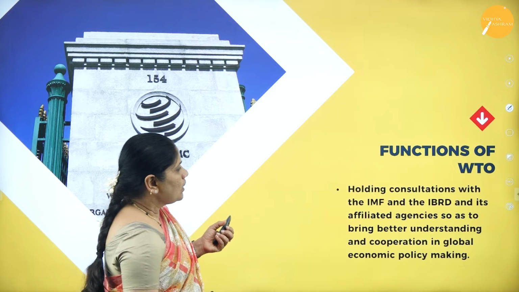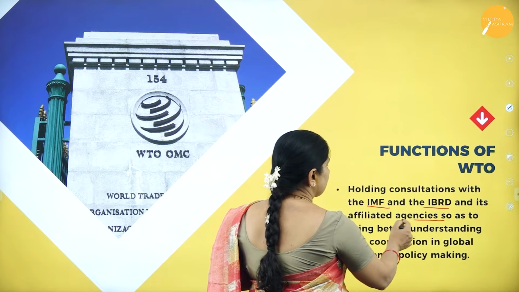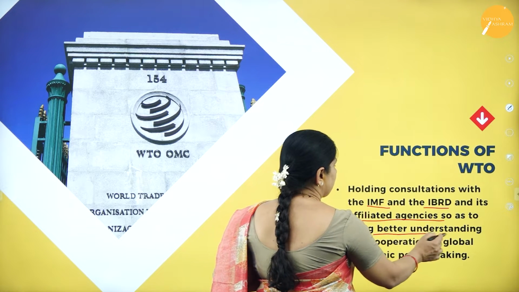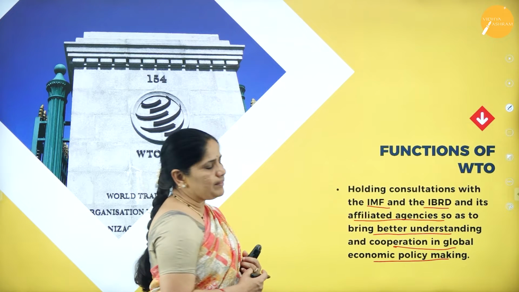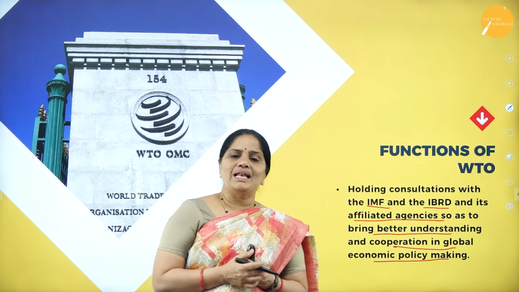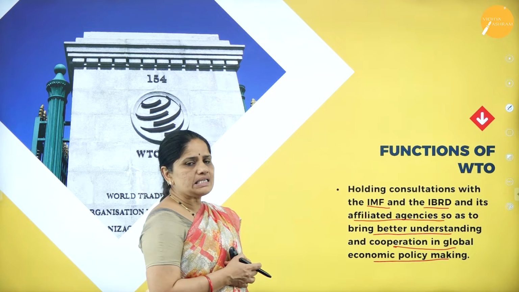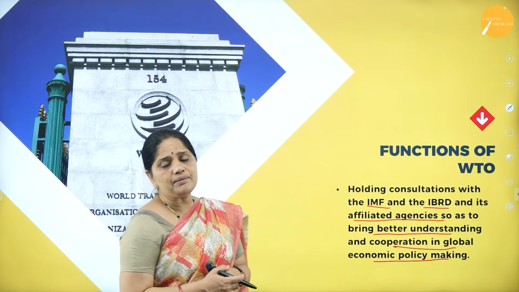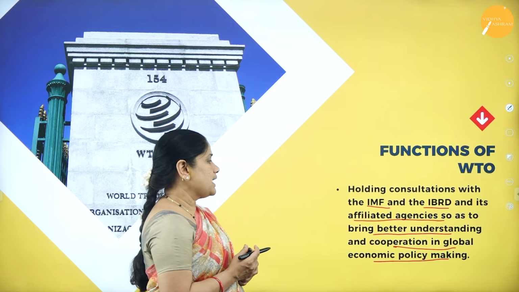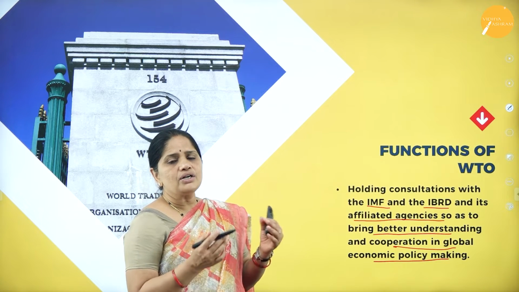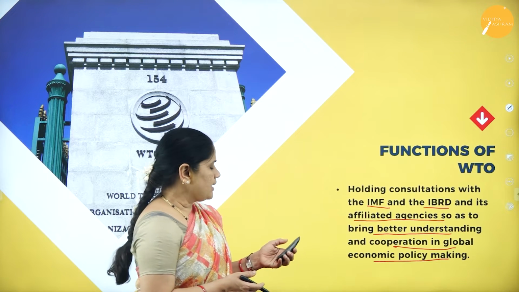Then, holding consultations with the IMF and the IBRD and its affiliated agencies so as to bring better understanding and cooperation in global economic policy making. So, whenever there is global economic policy making, the WTO will hold consultations with the IMF and the IBRD, which are the affiliated agencies to the World Trade Organization. Why is this done? To have a better understanding and better cooperation in global policy making.